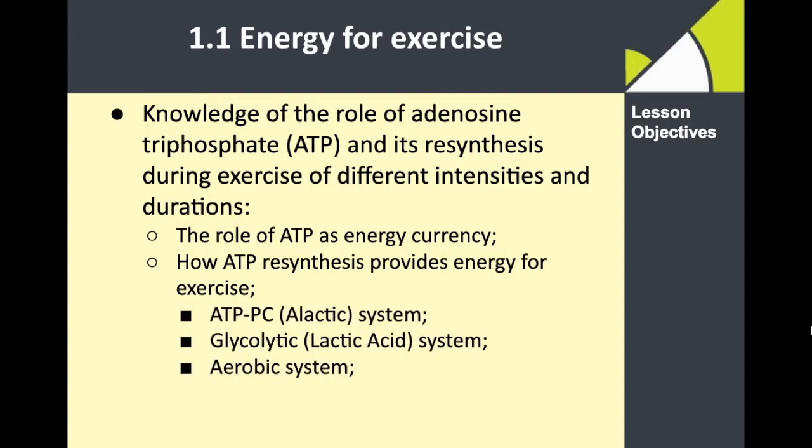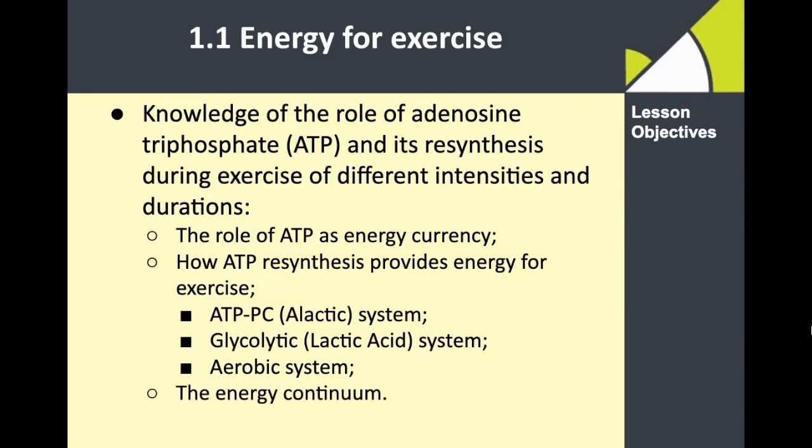We're going to look at how it's resynthesized once it's been broken down, and we do that through 3 pathways: the ATP-PC or lactic acid, and the aerobic pathway. The ATP-PC and glycolytic words are used interchangeably. Now, from GCSE, you will have just studied aerobic and anaerobic respiration. At A level, we actually split that anaerobic respiration into those first two, the ATP-PC and the glycolytic system.